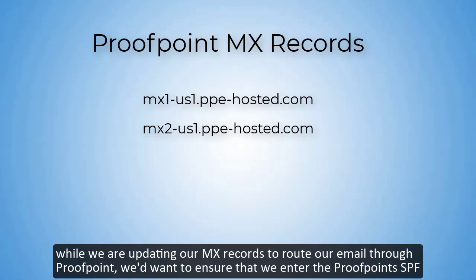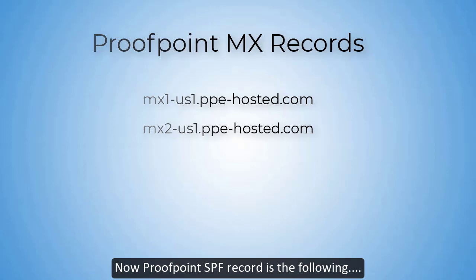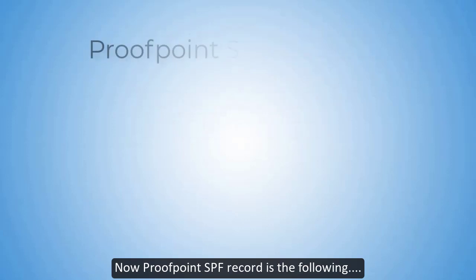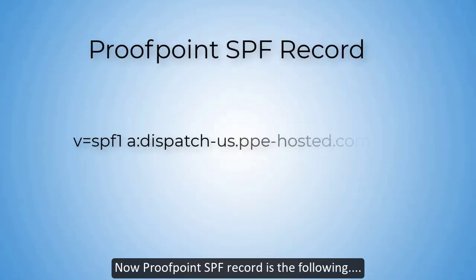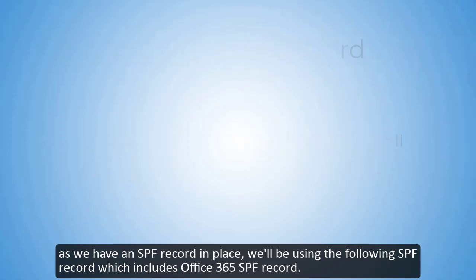Additionally, while we're updating the MX records to route our email through Proofpoint, we'll want to ensure that we enter the Proofpoint SPF into our SPF record. Now, Proofpoint's SPF record is the following. As we have an SPF record in place, we'll be using the following SPF record, which includes the Office 365 SPF record.